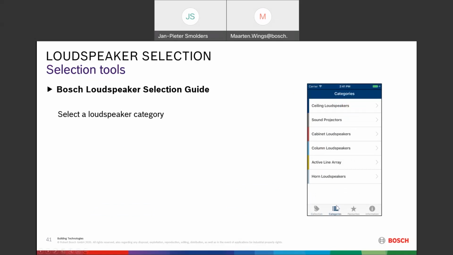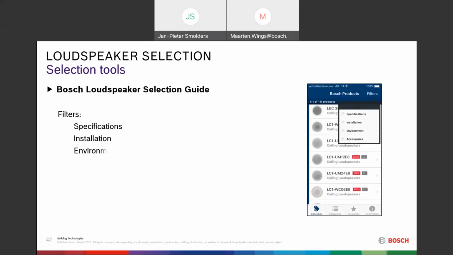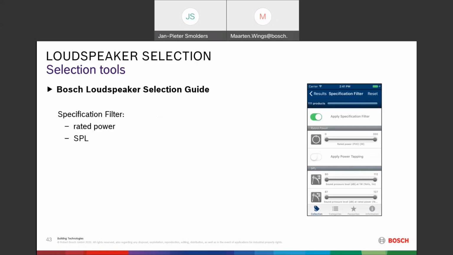Now, in the categories, you see the categories of all the loudspeakers that we have just discussed. So you can start with a selection of categories. And then on the top right, there's an option to filter. So if you need specific specifications or some kind of installation method that you require, if IP rating maybe is of importance, and if you want to look for accessories, you can filter all that out. So we have a little look at those filters.